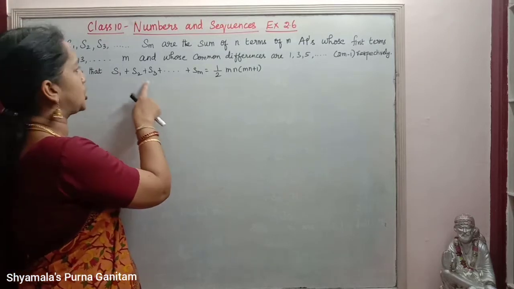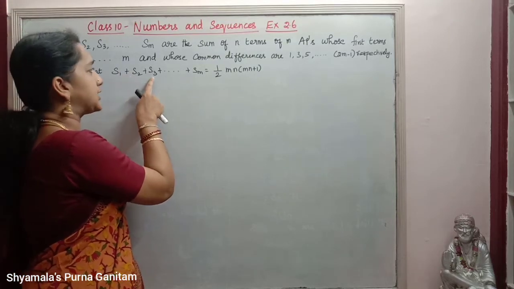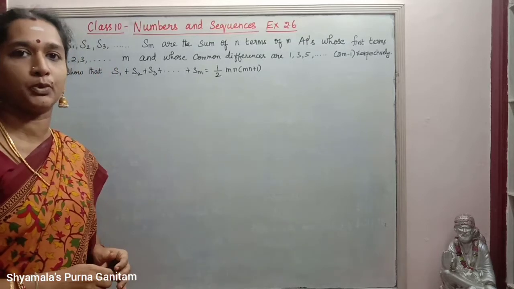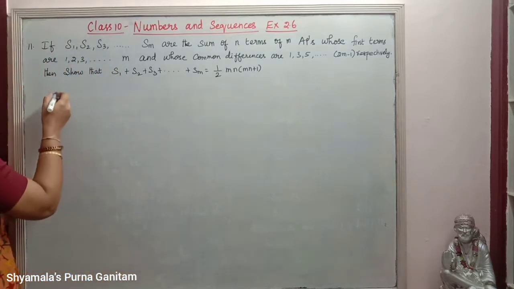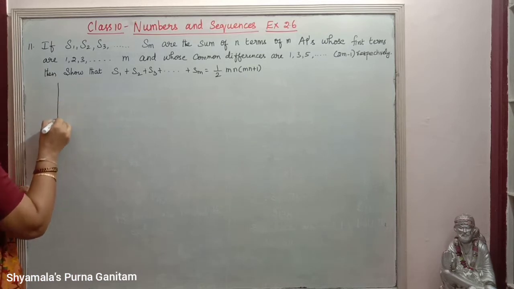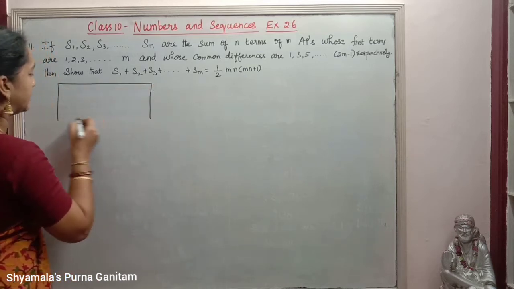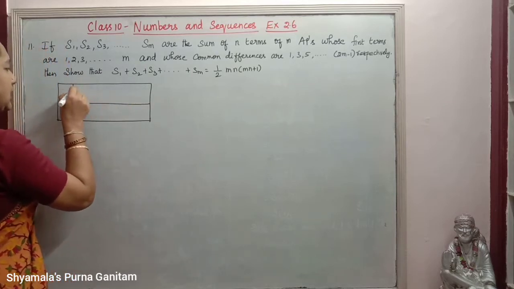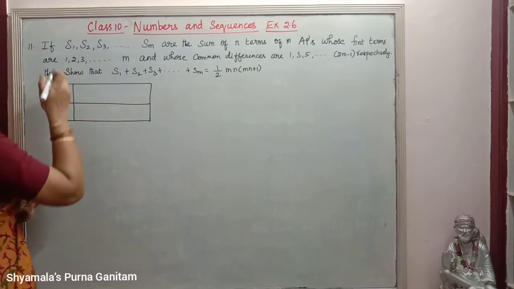We are asked to show that S1 plus S2 plus S3 up to Sm is equal to this RHS we are asked to prove. Okay, so in this one, first we will put a tabular column and write the common difference and the first term of the AP series.